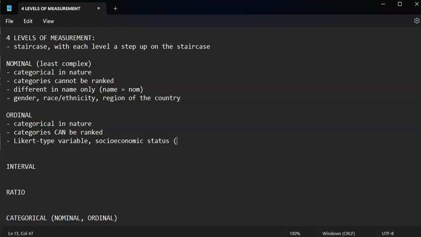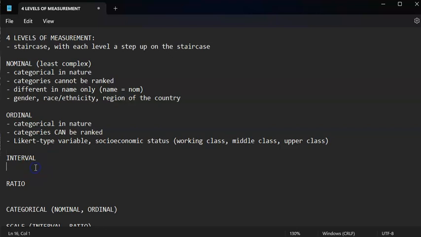So imagine socioeconomic status. If we take this here, what if we say working class, middle class, upper class? This is a very simplistic version of socioeconomic status, and certainly not something that most people would use, but this is just showing that these are different categories, and we can put them in some kind of order from lower SES to higher SES. Similarly, the Likert type variable, which is strongly disagree, disagree, neutral, agree, strongly agree, and other derivations of that, those are categories and they can be ranked. Therefore, it's an ordinal level variable.